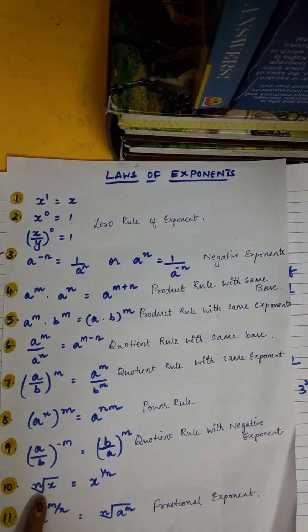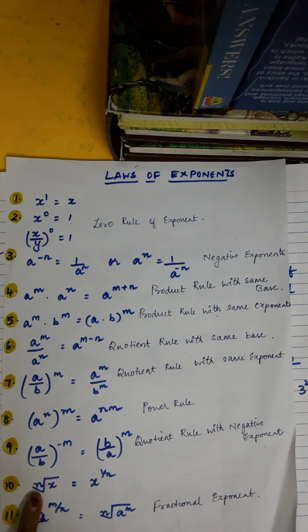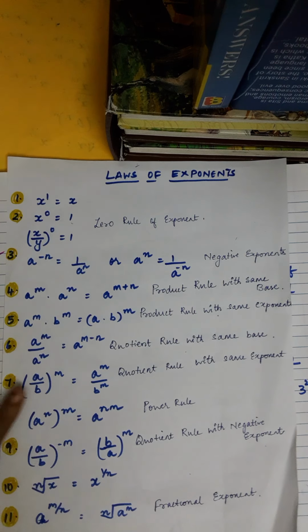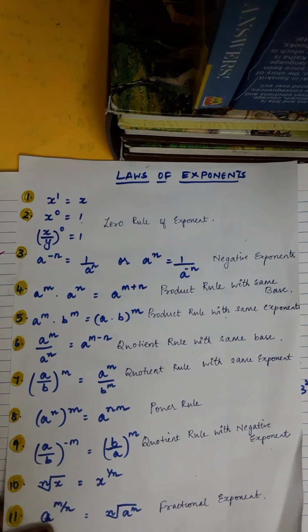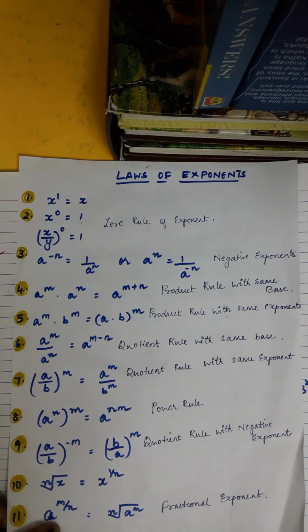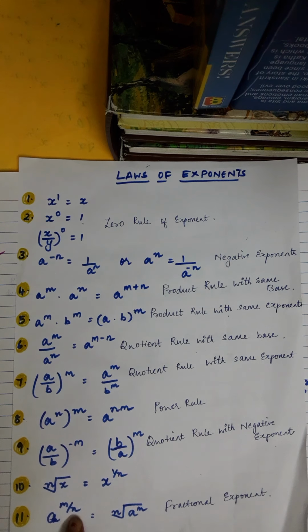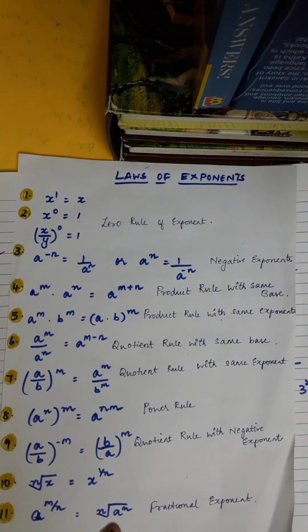Next one, this is called nth root. Nth root of x can be written as x to the power 1 by n. Again, a to the power m by n is called a fractional exponent. Here my exponent is represented in a fractional way. So a to the power m by n can also be written as nth root of a to the power m.